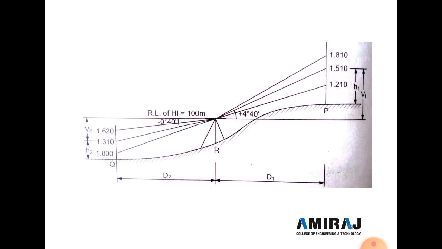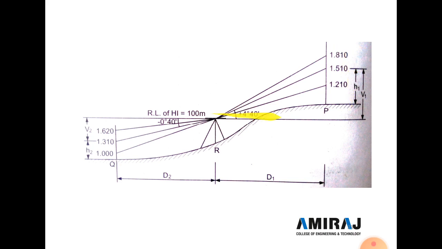So from the figure you can see exactly, the instrument is set up at point R, P point is an elevated point, and Q point is a depression point. So here at P point the angle is 4 degree 40 minute with a positive sign, and here 0 degree 40 minute is a depression, so it's a minus sign. RL of HI is given as 100 meter, and here are the 3 crosshair readings when we hold the staff vertically at P point. So the 3 crosshair readings are 1.210, 1.510 and 1.810. These 3 readings are given.